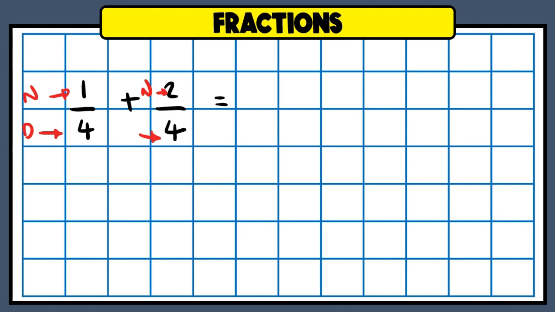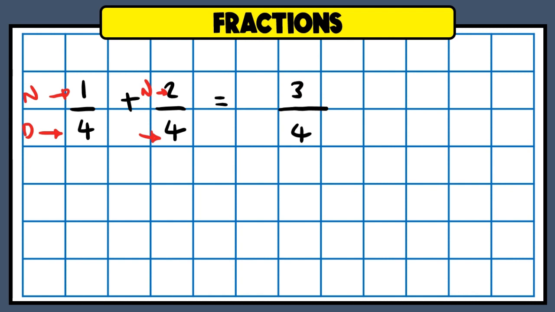Why? Because when the denominator is the same, your answer is going to have the same denominator too. If it's something over 4, add something over 4, my answer is going to be something over 4. So let's do the next part now. 1 add 2 is 3, so my answer is 3 over 4.